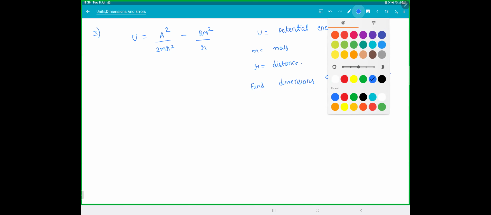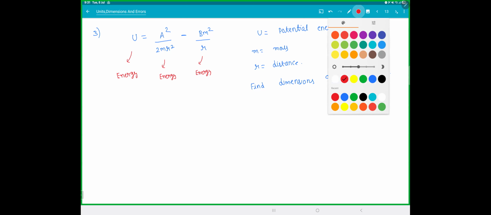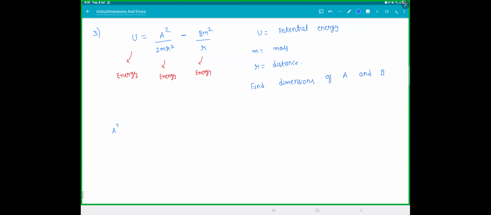So what is the left-hand term? This U is an energy term. Just now I told you, if LHS is energy, that means the right-hand side also must be energy. And when you're subtracting, that also must be energy. Basically, all the three terms have dimensions of energy. So A square by 2m R square must be some energy. I don't know exactly how much, but I know it is an energy quantity.